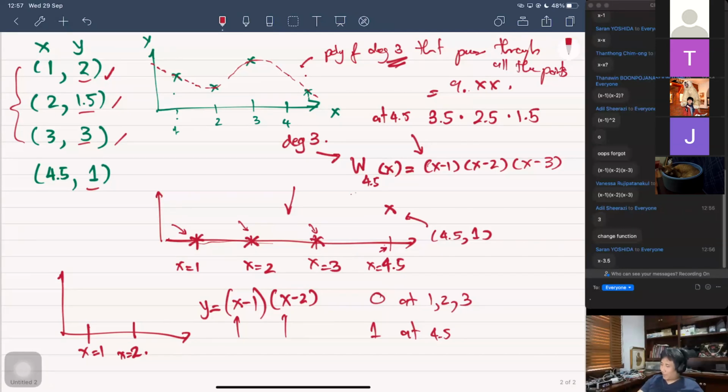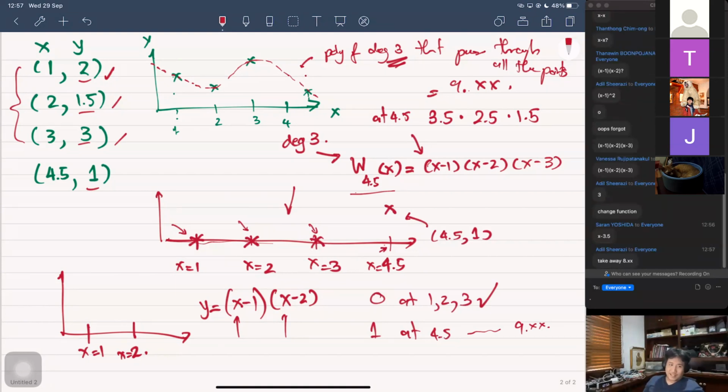This is close. What we had here is really close, right? It solved this guy. It's 0 at 1, 2, and 3. But at 4.5, it happens to be, I don't know, 9 point something. What would you do? Take away 8.xx, is 8, right? Okay, let me make it 8. What do you mean by taking away? Minus 8.xx?